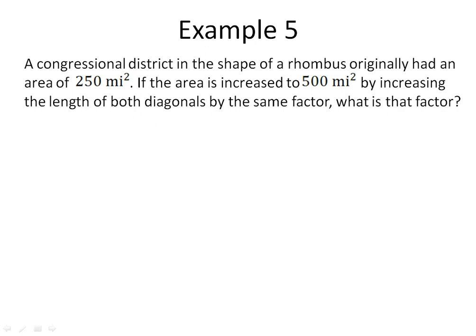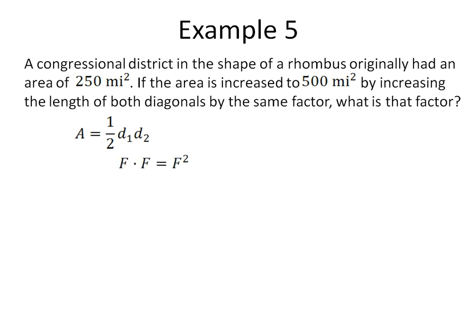Okay, example 5. A congressional district in the shape of a rhombus originally had an area of 250 square miles. If the area is increased to 500 square miles by increasing the length of both diagonals by the same factor, what is that factor? Okay, we can work backwards with these formulas just like we did earlier when we were going the other way. So what we're going to do is take this. So the original area is 1/2 diagonal 1 times diagonal 2.